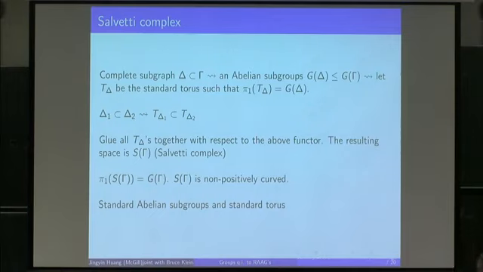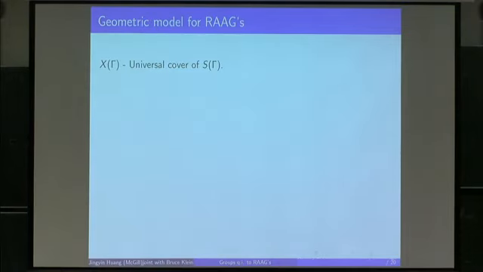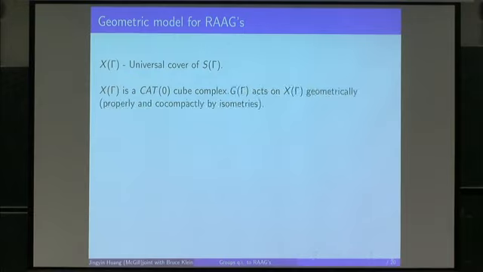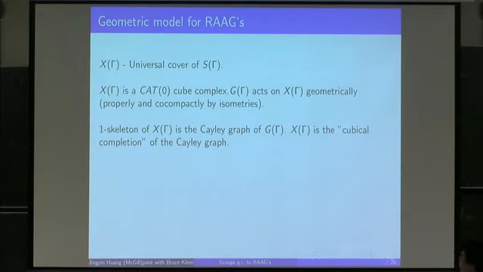So now we have this nice Eilenberg-MacLane space, we can pass to the universal cover. We let X of gamma denote the universal cover of the Salvetti complex. Then this is a CAT(0) cube complex, and we have this nice action of G of gamma on X of gamma geometrically. Geometrically means properly, cocompactly, by isometries. So we have this nice geometric model for the RAAG.